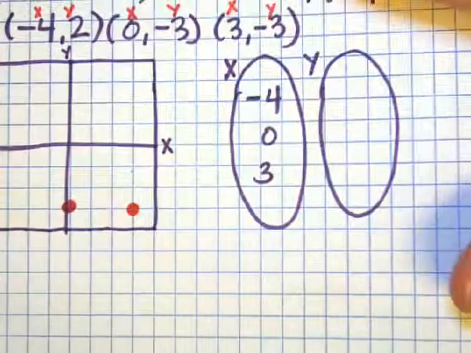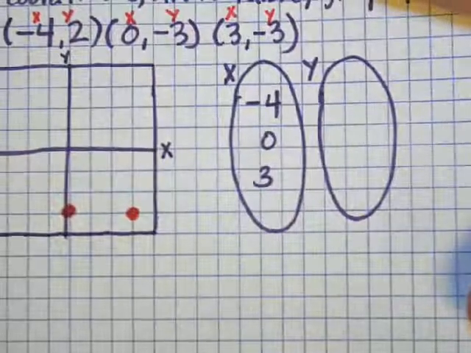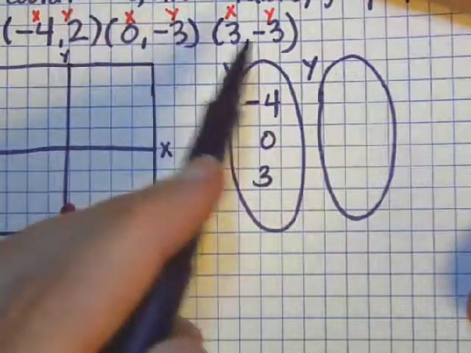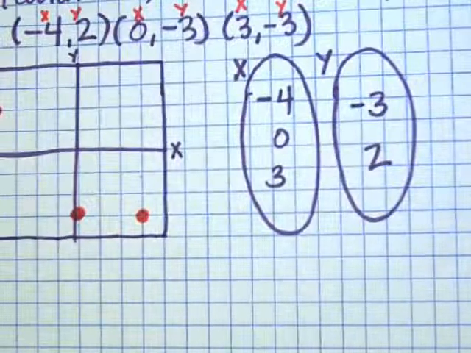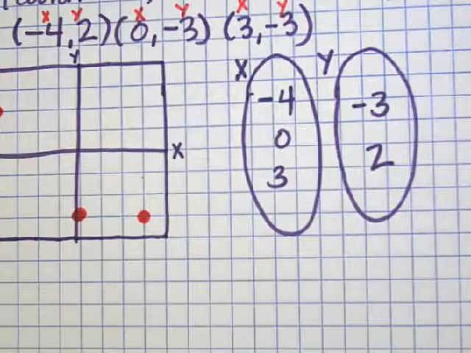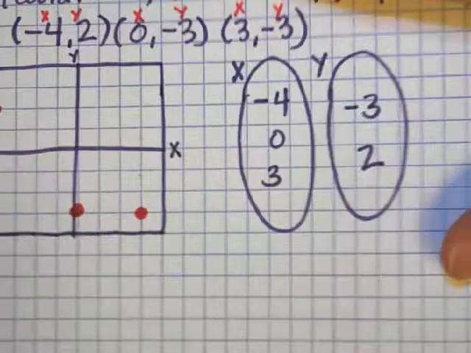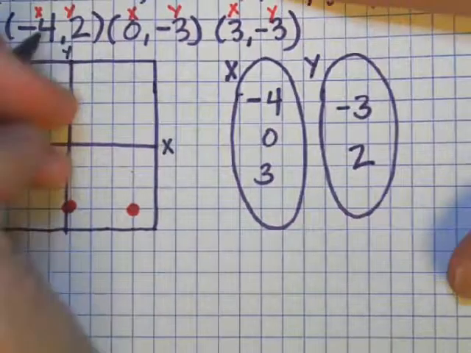Okay, my smallest y number is -3. And there's 2 of them, but I'm only going to write it one time. And then my other y number is 2. Then we got to draw arrows. So -4 goes with 2.